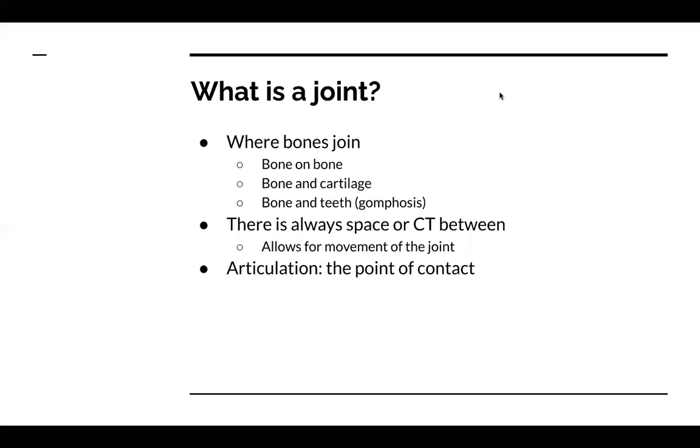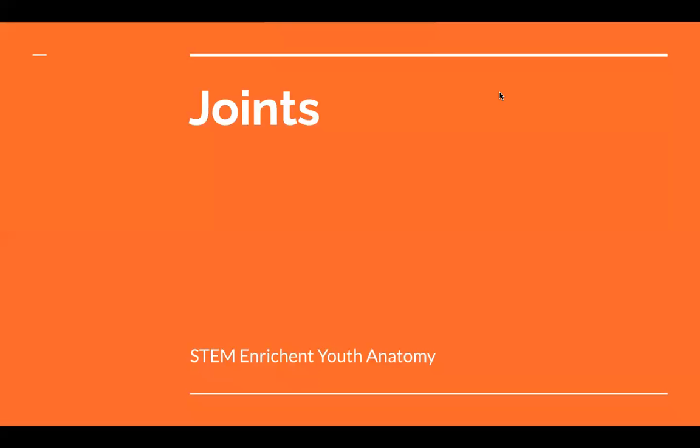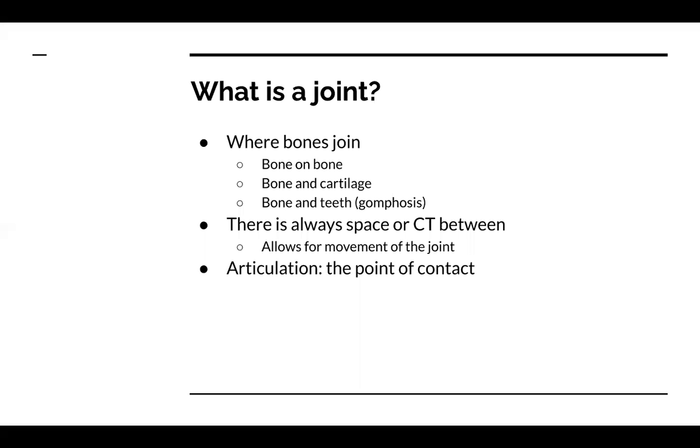Hey guys, so today we're going to be going over what a joint is and the different types of joints. A joint is where bones join, and this can be bone on bone, or bone and cartilage, or bone and teeth, which is a specific type of joint called gomphosis. There's always space or connective tissue in between these bones, and this allows for movement of the joint.